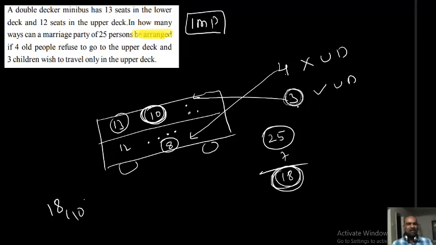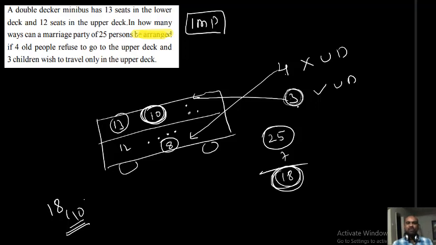I selected them and allowed them to sit in the upper deck. So how many members have gone? 10 members. Means how many are left? 18 minus 10, 8 members. Those 8 members can sit in these 8 seats. Selection complete, arrangement not complete. Selection is completed in only 18C10 ways.